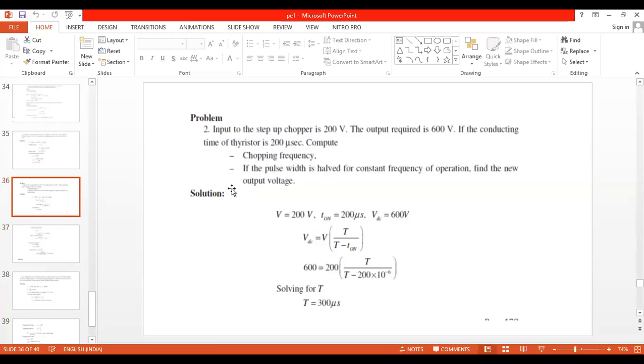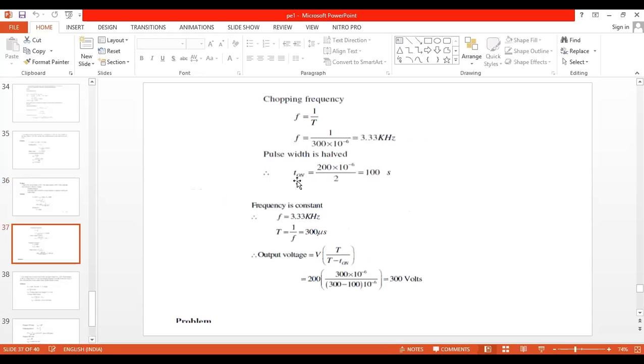So what they are asking in the problem: frequency we have calculated, F is equal to 1 by T. If the pulse width is halved, in the waveforms you have seen pulse width, T on plus T off, if the pulse width is halved for constant frequency, find the new output voltage. You can see pulse width halved means T on, the on condition, is divided by 2. So then we get the new time period and new output voltage with the same formula. Output voltage equals input voltage into T by T off, which is nothing but 300 volts. Only the substitution using the formula.